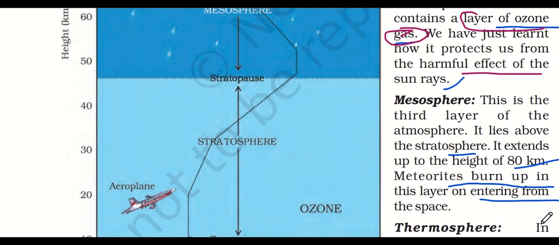Next, mesosphere. This is the third layer of atmosphere. It lies above the stratosphere and extends up to 80 kilometers. Meteoroids burn up in this layer on entering from space. Meteoroids are tiny particles. Meteoroids from the space burn up here.